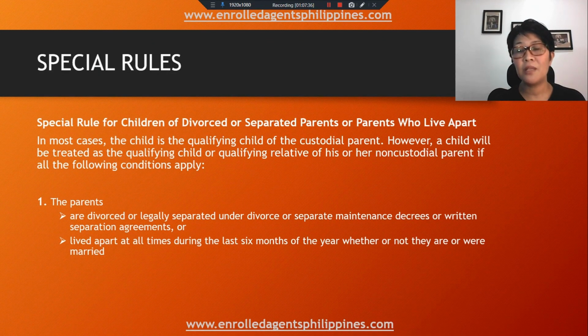Okay, meron tayong tinatawag na mga special rules. Special rule for children of divorced or separated parents or parents who lived apart. In most cases, the child is the qualifying child of the custodial parent. However, a child will be treated as a qualifying child or qualifying relative of his or her non-custodial parent if all of the following conditions apply. Number one, parents are divorced or legally separated under a divorce or separate maintenance decree or written separation agreement, or lived apart at all times during the last 6 months of the year, whether or not they are or were married.